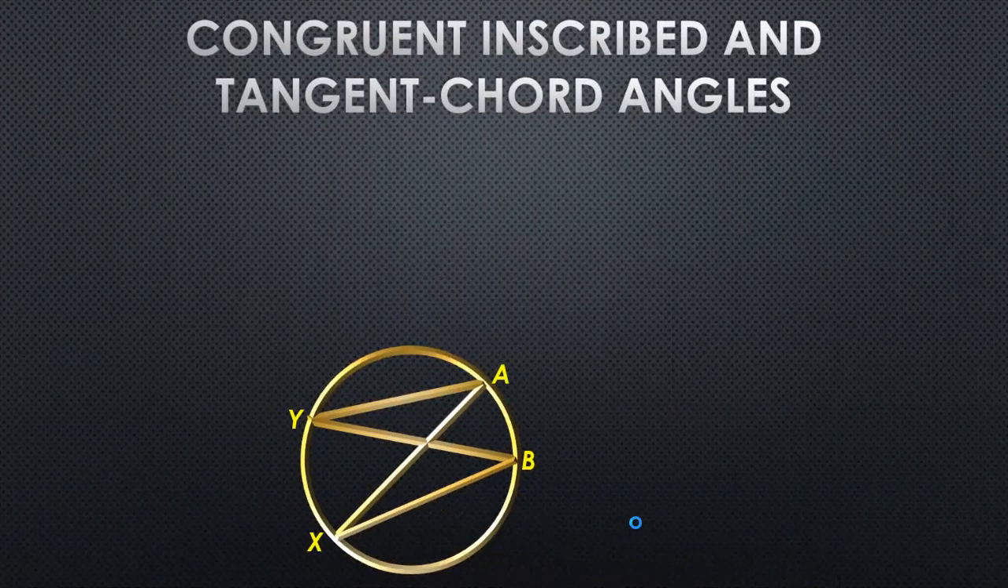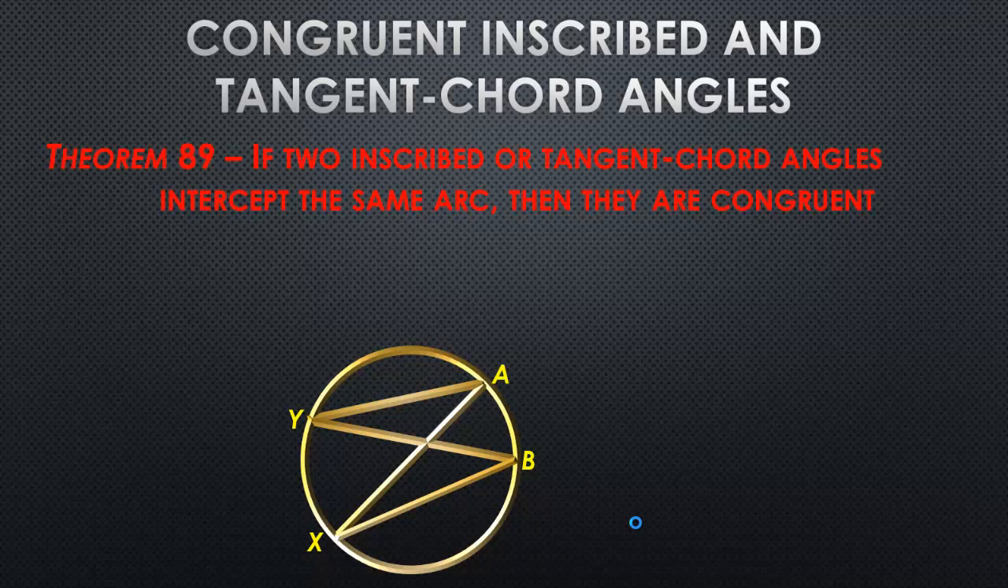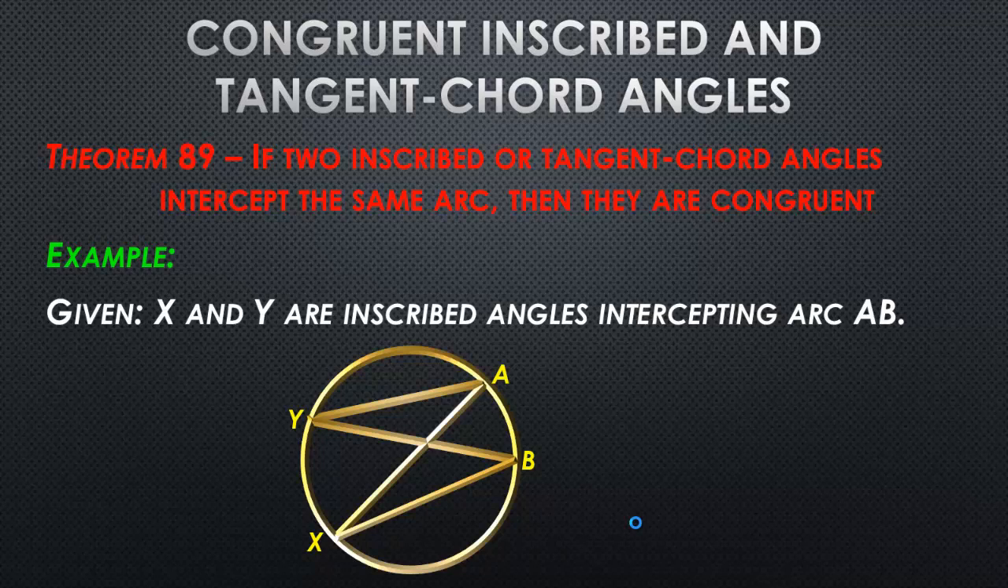Okay, so let's start with congruent, inscribed, and tangent chord angles. Theorem 89 says if two inscribed or tangent chord angles intercept the same arc, then they are congruent. So if you look, we are given angle X and angle Y are inscribed angles intercepting arc AB. Because they intercept the same arc, see how this one intercepts AB, and so does Y, we can say that their angle measures are congruent. Okay? And vice versa.